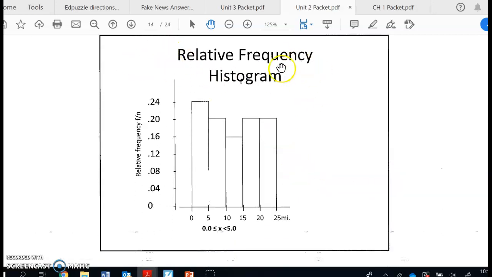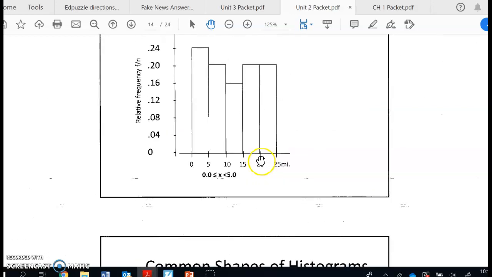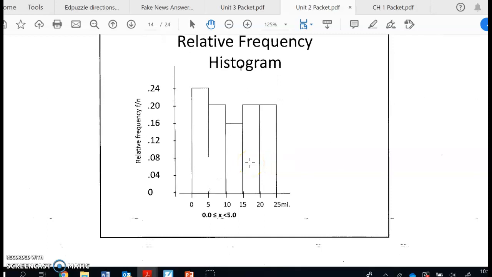Notice, title. These labels are all the same. This is what's changed. So I need to write relative frequency. You can abbreviate too. And then I need to have my decimals. I need to have some units over here that help identify that. Okay? So that's how you construct a histogram.